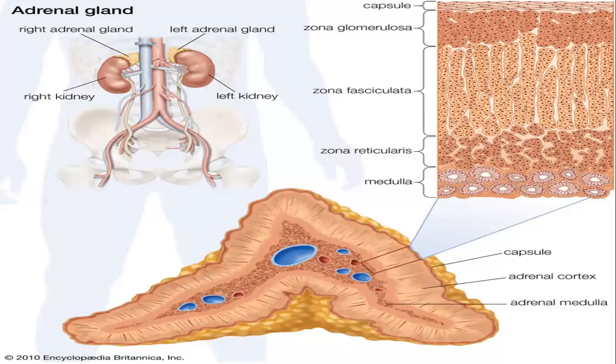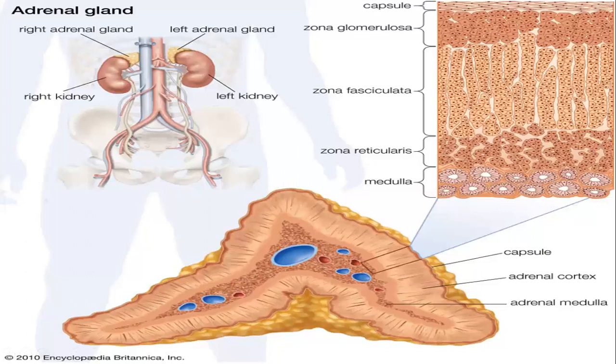The middlemost layer, which comprises 75% of the entire cortex, is the zona fasciculata. This is the site of glucocorticoid synthesis, and this also synthesizes dihydroepiandrosterone. Comprising 10% of the adrenal is the innermost layer of the cortex we call zona reticularis. So it produces androstenedione and dihydroepiandrosterone, which are actually weak androgens.